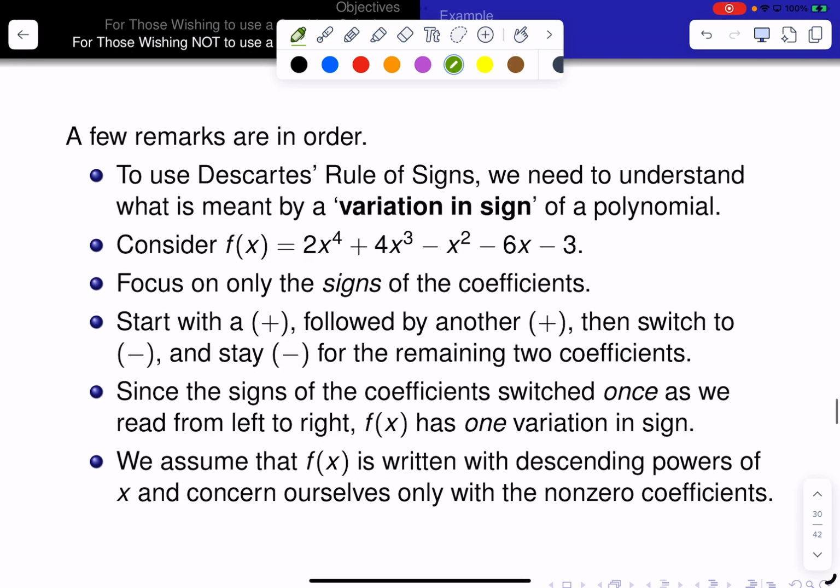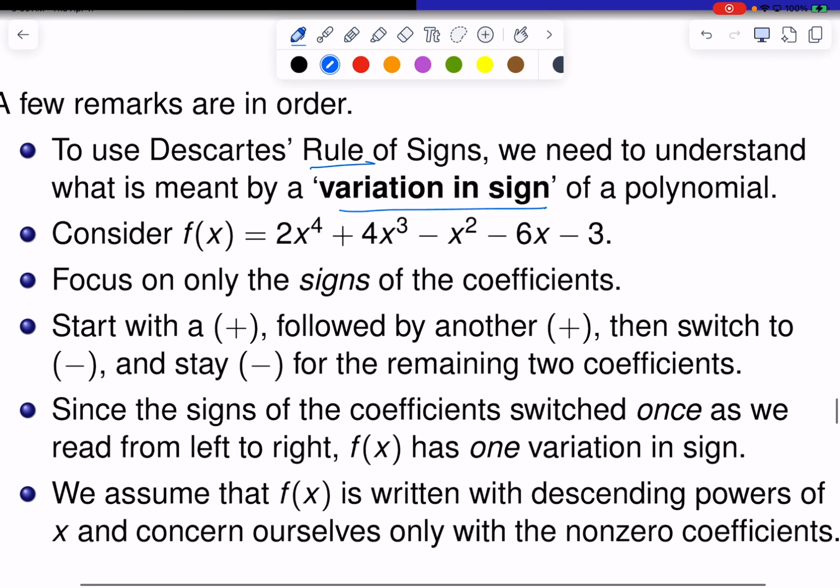So let's look at an example. A few remarks, and then I'll go through it because it'll make sense when I actually do an example. To use Descartes' rule of signs, we need to understand what is meant by a variation of sign. Let me explain the variation of sign, because that's the first question that probably Morgan's going to ask. She's going to say, I don't know what you're talking about with variation of sign. All right, Morgan, here we go.